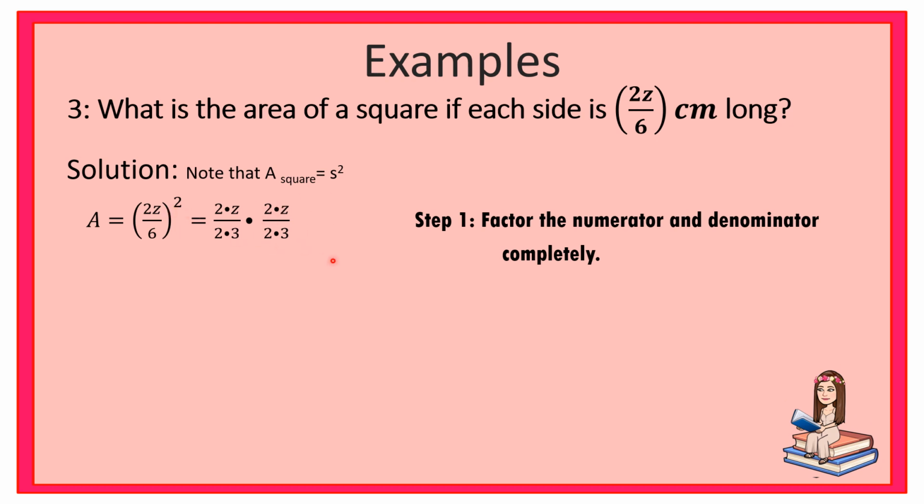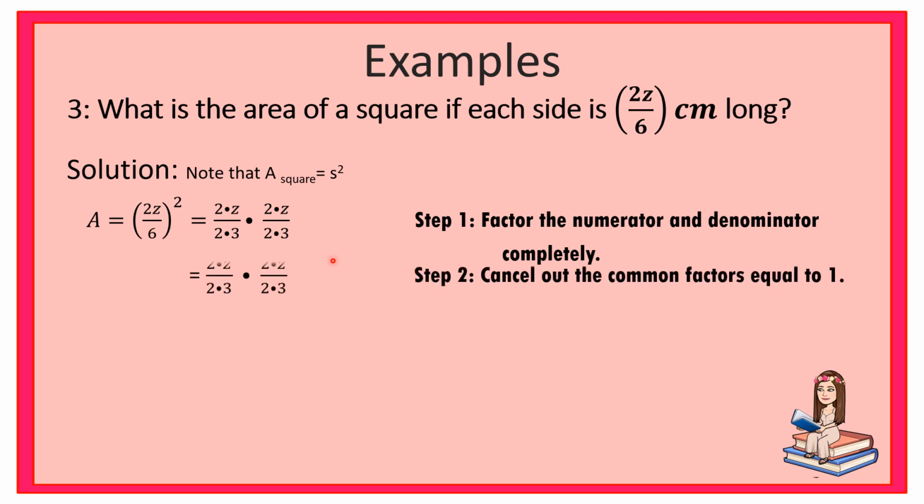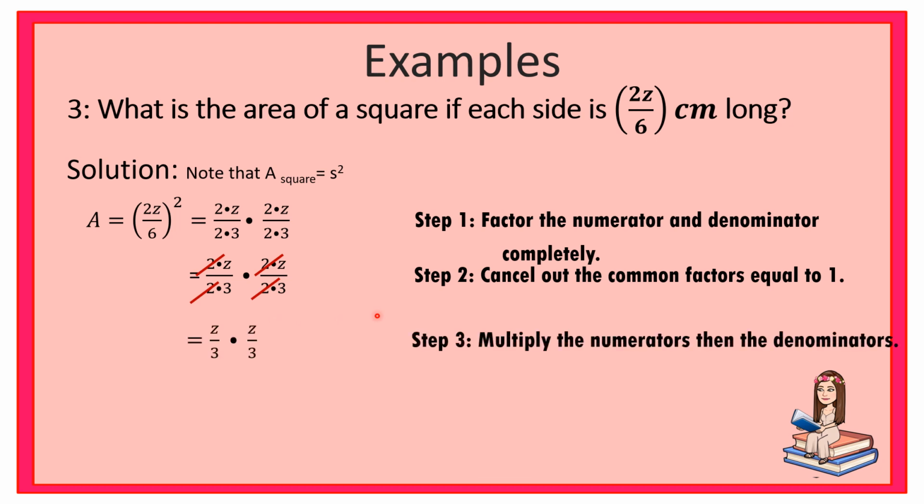Now, katulad kanina, after factoring out, the next step is to cancel out the common factors equal to 1. So, ang makakancel natin, isang pares ng 2 at isa pang pares ng 2. Let me show you. 1 pair of 2, 1 pair of 2. So, ano ang natira after canceling out?